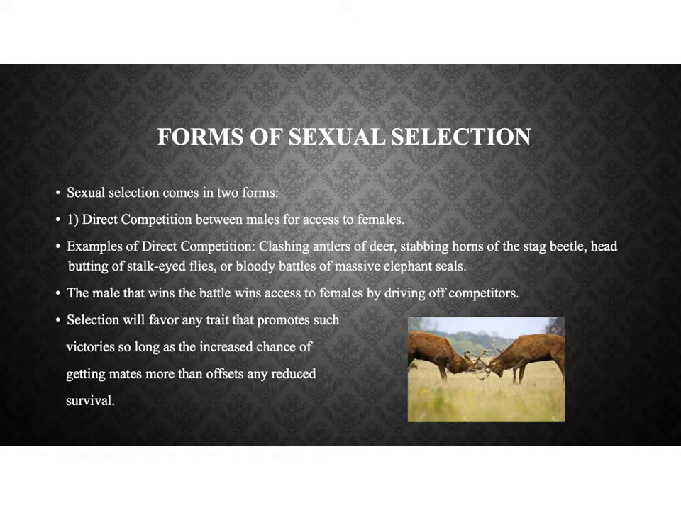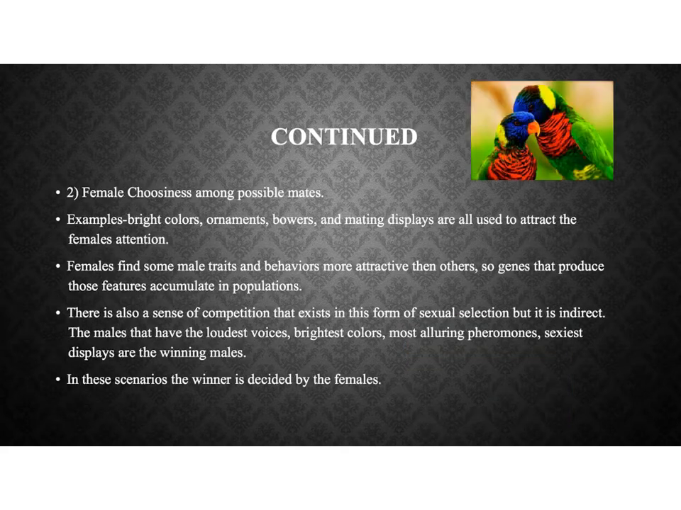Forms of sexual selection. Sexual selection comes in two forms. One: direct competition between males for access to females. Examples of direct competition include clashing antlers of deer, stabbing horns of the stag beetle, head butting of stalk-eyed flies, or bloody battles of massive elephant seals. The male that wins the battle wins access to females by driving off competitors. Selection will favor any trait that promotes such victories so long as the increased chance of getting mates more than offsets any reduced survival. Two: female choosiness among possible mates.